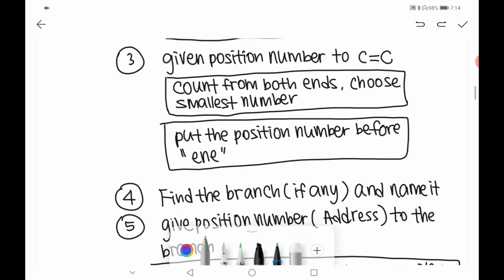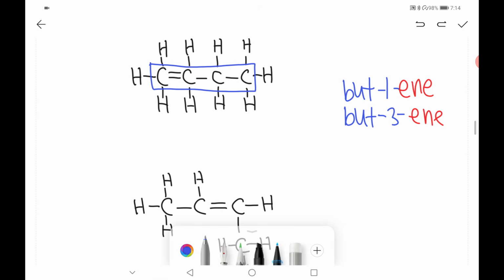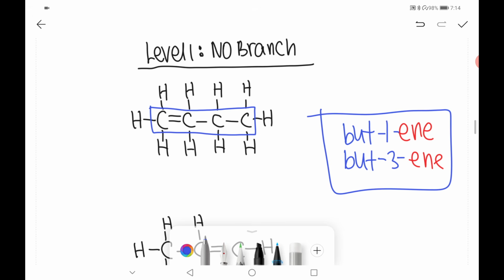Now remember, in the end, since we have 2 possible names here, we always want to get the smaller number. So if you compare number 1 and number 3, number 1 is smaller. So this is the final answer. This compound is called but-1-ene. I hope everyone understands step by step how the name can be obtained.